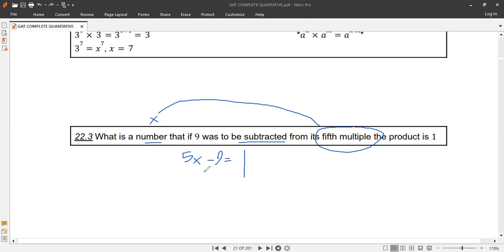So now I solve this equation. This means 5x equals 10, because I will take -9 to the other side. Then I divide by 5. So x equals 2. So the number is 2.